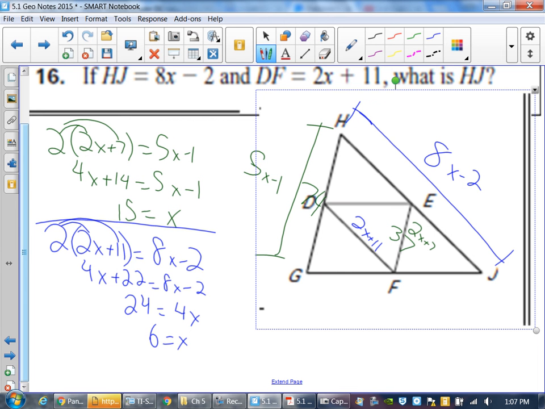Six times 4 is how much? I'm sorry, 6 times 2, excuse me. 12. 12, add 11, you get 23. 8 times 6 is 48. Subtract 2 and you get 46. Did that work out? Yep.